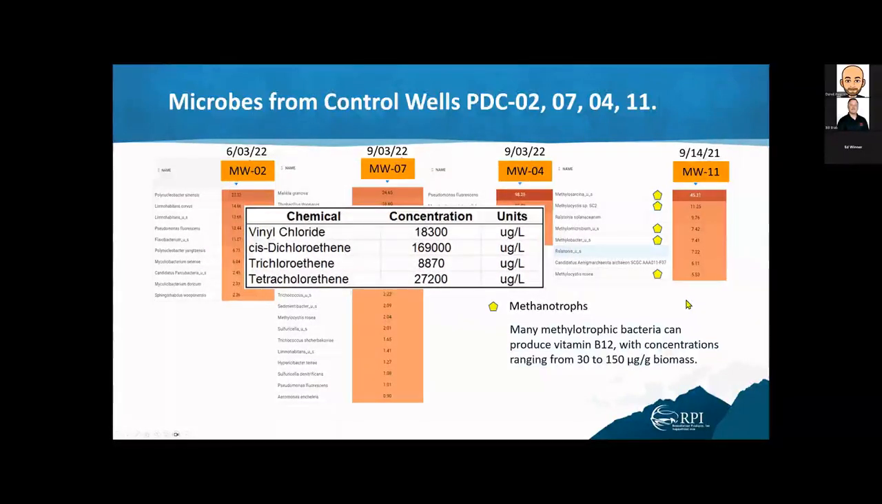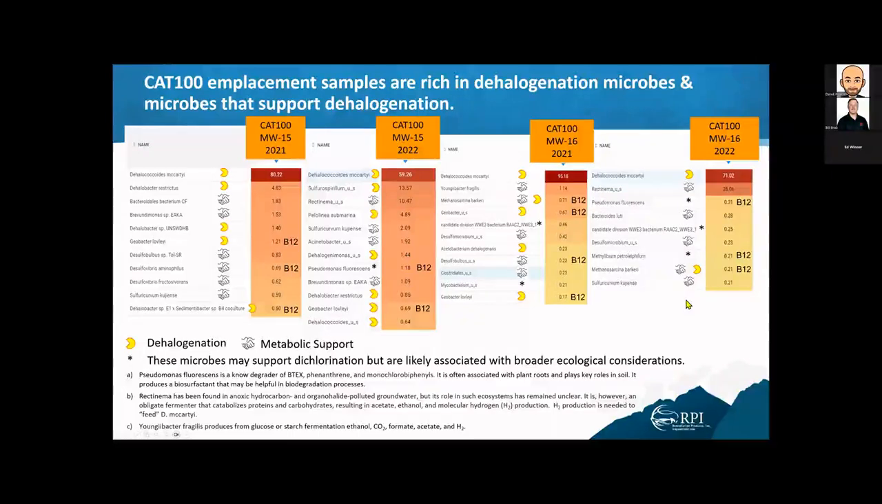And here's what the chemical contamination data looks like as a rule of thumb for this site. So there's no obvious dehalogenating bacteria. Notice the dates, 21 and 22. Okay, so this is the cat emplacement samples at monitoring well 15 and monitoring well 16 from 21 and from 22. Notice, boom, the Dehalococcoides mccartyi at 80% in 21.